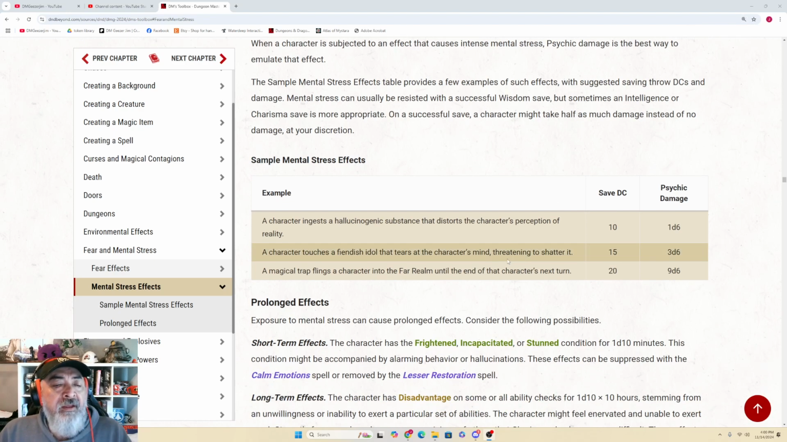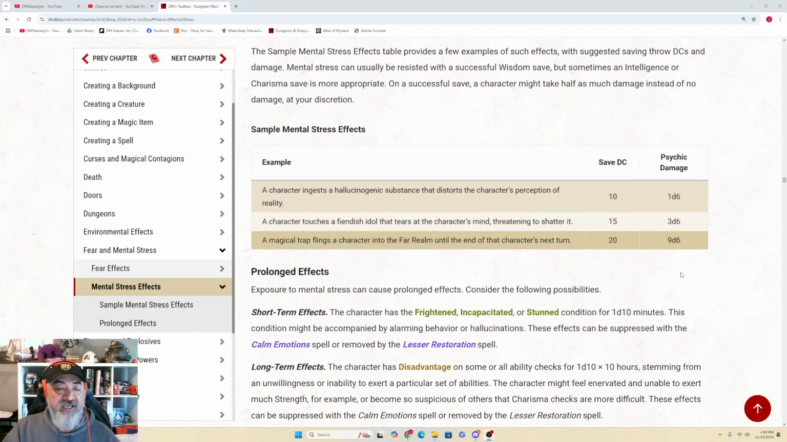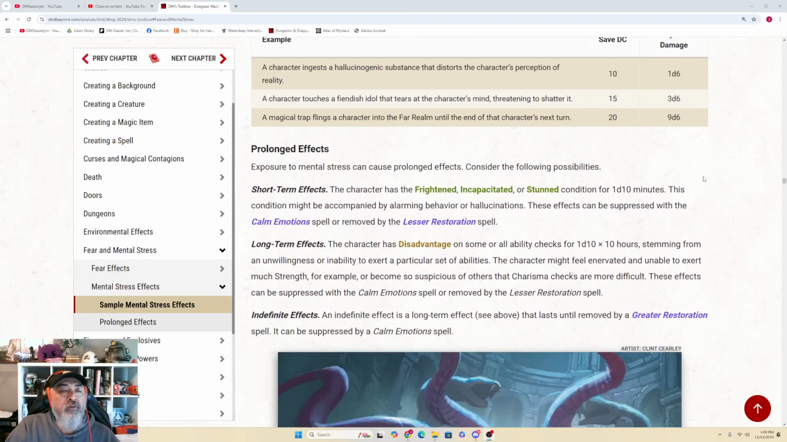The first one is a character ingests a hallucinogenic substance that distorts the character's perception of reality. The save DC for this would be 10, and the psychic damage suffered might be a D6. A character touches a fiendish idol that tears at the character's mind, threatening to shatter it, with the save DC of 15, and 3d6 is the psychic damage. A magical trap flings a character into the Far Realm until the end of the character's next turn, requiring a save DC of 20 and causing up to 9d6 of psychic damage. Now we have prolonged effects.